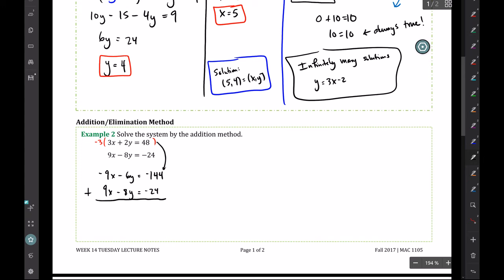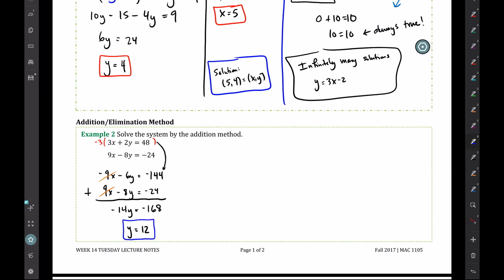And when I do that, I get -14y equals -168. So the positive 9x and the negative 9x canceled. And so now I'm down to a system of one equation with one variable, so I can just solve for y. And you get y equals 12 if you divide both sides by -14. So y equals 12 is the solution for the y variable, and now I need to solve for the x variable.